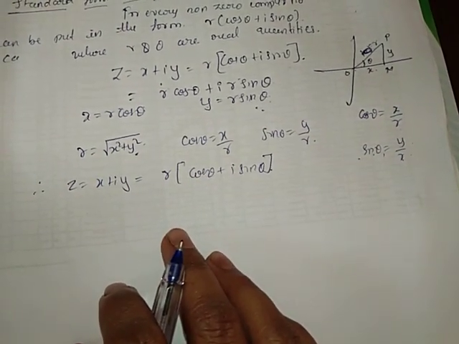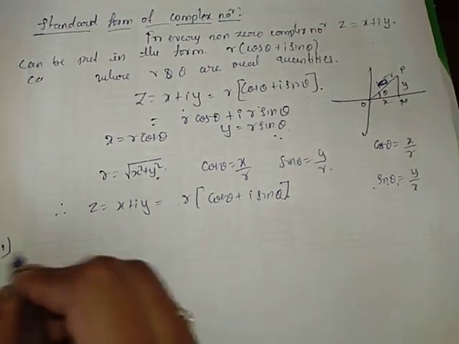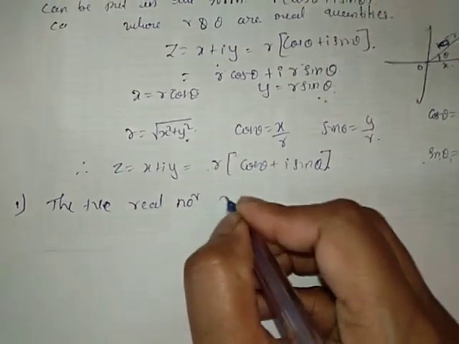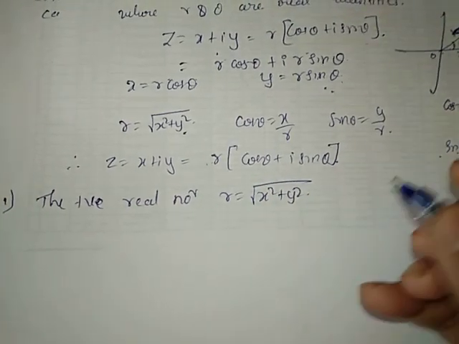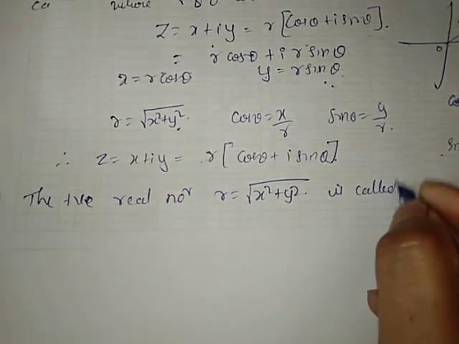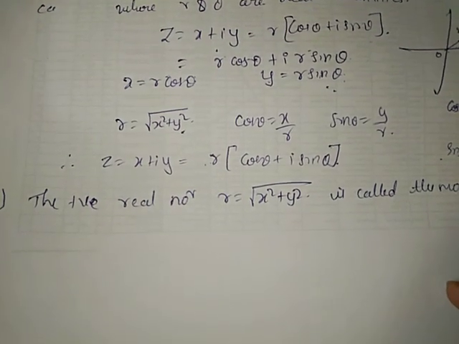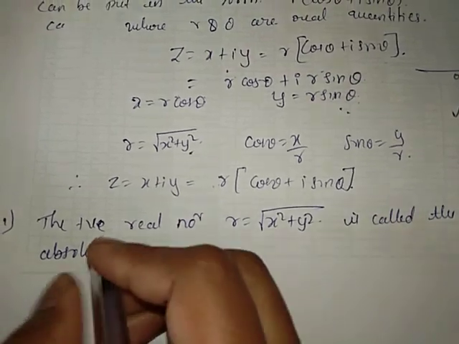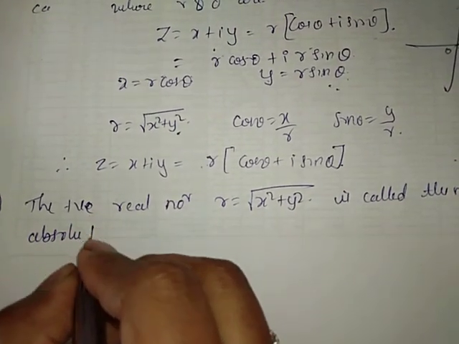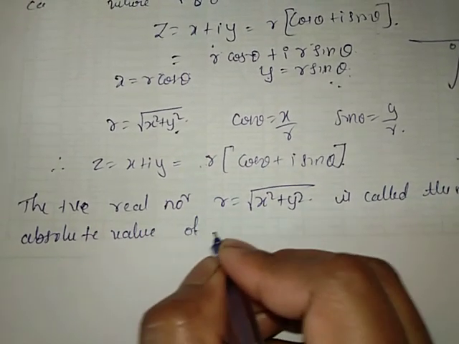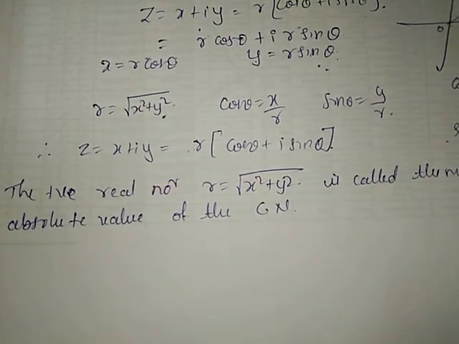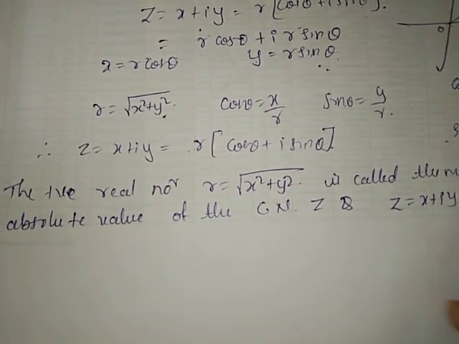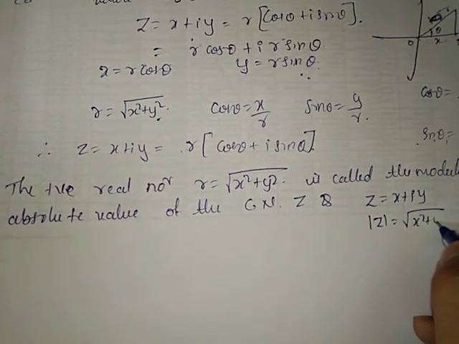Now the positive real number r equal to square root of x square plus y square is called the modulus or absolute value of the complex number z, and it will be written as: z equal to x plus iy, mod z equal to square root of x square plus y square.